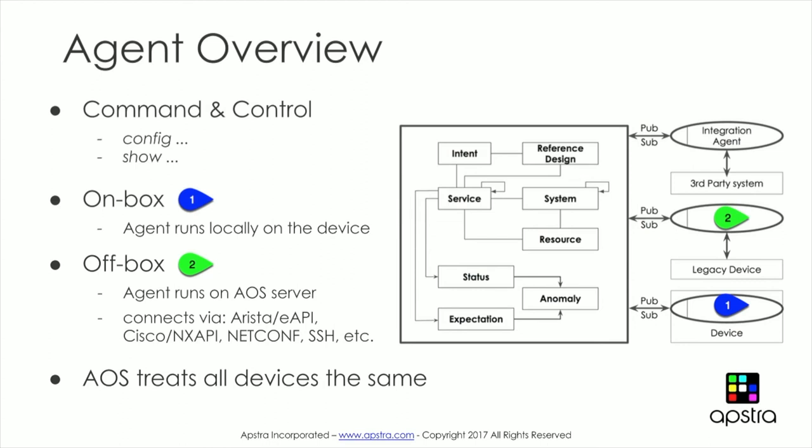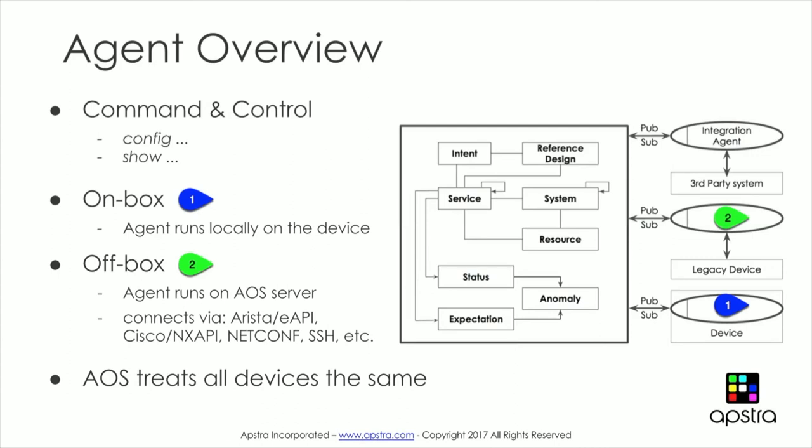They can use any mechanism that the device provides. So if you're talking about Arista, for example, they have eAPI, and if it's Cisco, it's NX-API, and then there's NetConf and SSH and all of these examples. So now customers have the freedom of choice, as well as the ability to onboard any type of device into the AOS system. But the critical thing, the thing that's most important to me, based on all my experiences in this world of network automation, is that our platform treats all the devices the same. Everybody's a first-class citizen, whether you're on-box or off-box. The applications that are built in AOS don't know if it's on-box or off-box, because those applications essentially see the same behavior regardless.